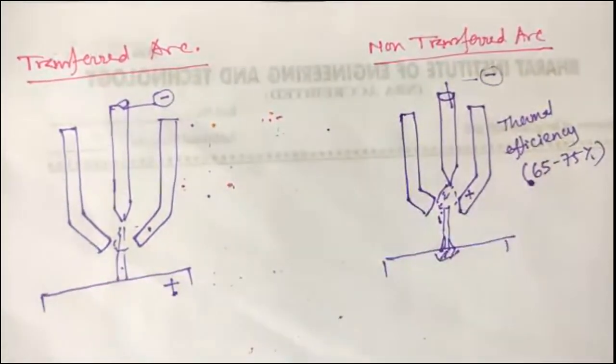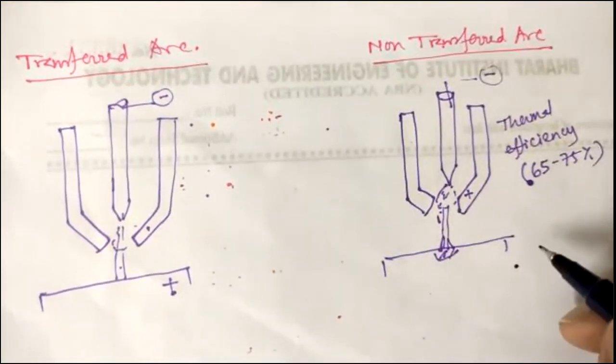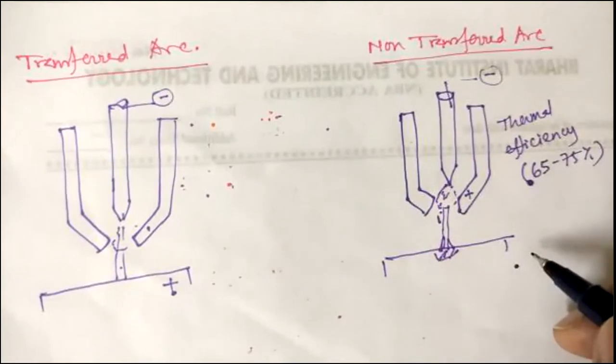Let me finish this first. So this non-transferred arc will ionize a high velocity gas that is streaming towards the workpiece, and the workpiece in this case may or may not be electrically conductive.